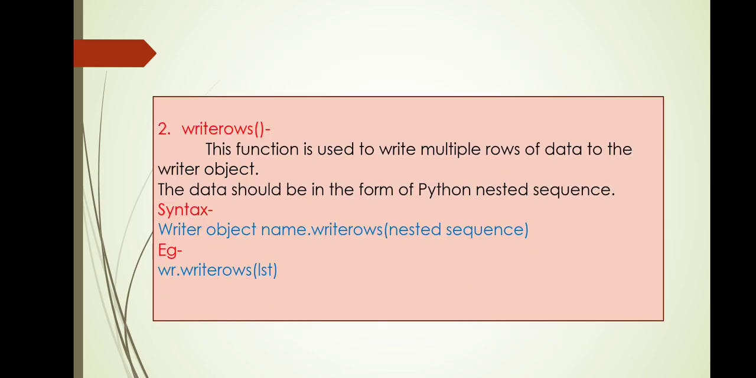Coming to the writerows function. This function allows you to write multiple rows of data to the writer object at a single time. But in order to use this function, we have to provide the data in the form of a nested sequence. It could be a nested list, it could be a nested tuple. So the syntax is the same, writer object name dot writerows, and within brackets we specify the name of the nested sequence. Example, wr.writerows and then lst. Here I am considering lst as a nested sequence.